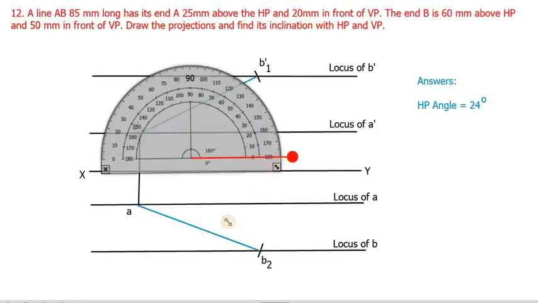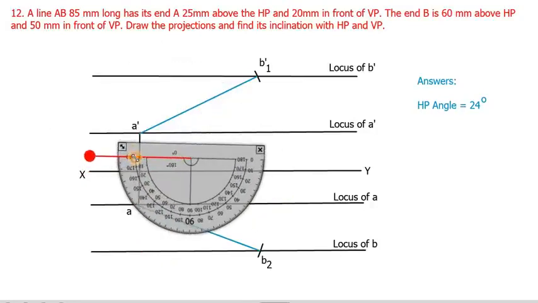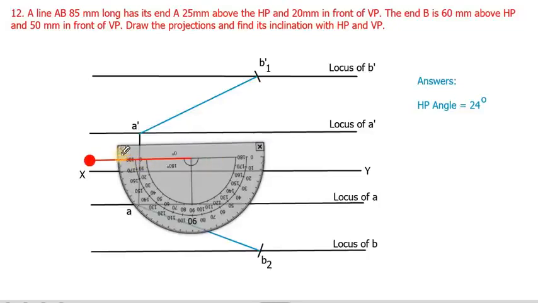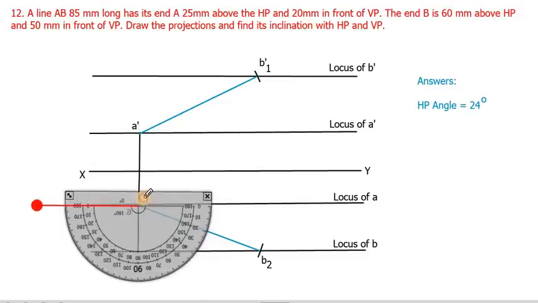Similarly, let us find the VP angle. Rotate the protractor and keep the center as A, and keep the protractor such that it is straight on the locus of A line. Now measure the angle. It is exactly, I think, 21. So write the answer as VP angle equal to 21 degree.